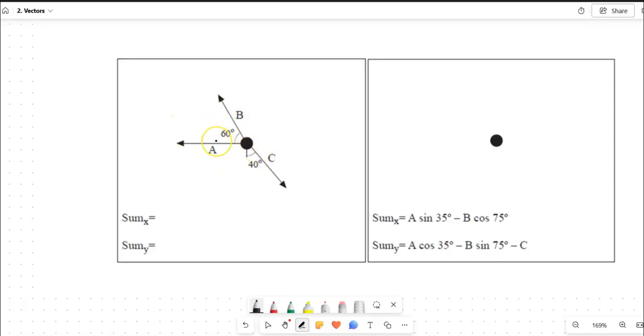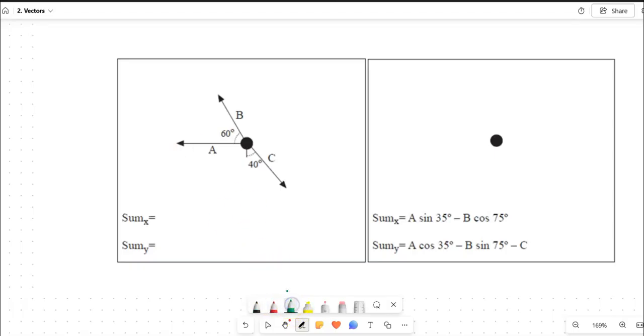Here we go. We have three vectors, and we need to find the x direction components of those vectors and the y components of those vectors. And so we need to find the sum of x and the sum of y. Now, C is pointing down and to the right, and here's the angle, 40 degrees, and that angle is relative to the vertical. 60 degrees is with B, and that is relative to the horizontal. And A is already aligned to our system.